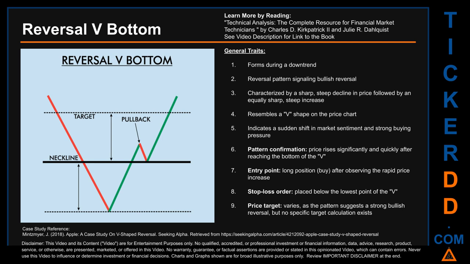The price target for the trade is often calculated by projecting the distance between the lowest point of the V and the resistance level upward from the breakout point. The V-shaped reversal has been recognized as a bullish pattern for many years. Looking back at historical price and volume, here's a real-life observation of a possible reversal V-bottom pattern.